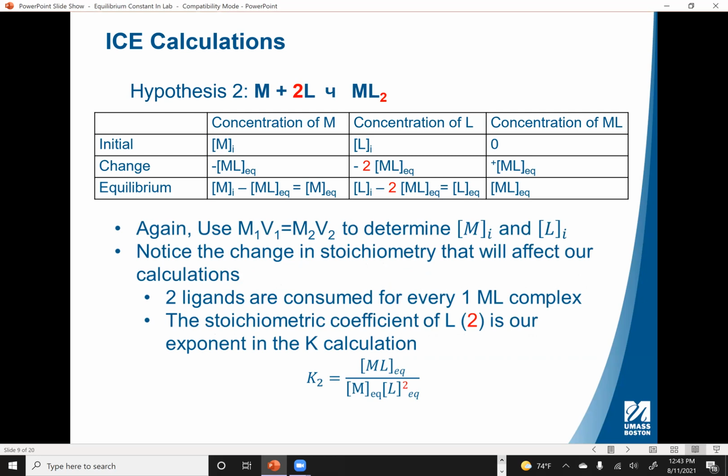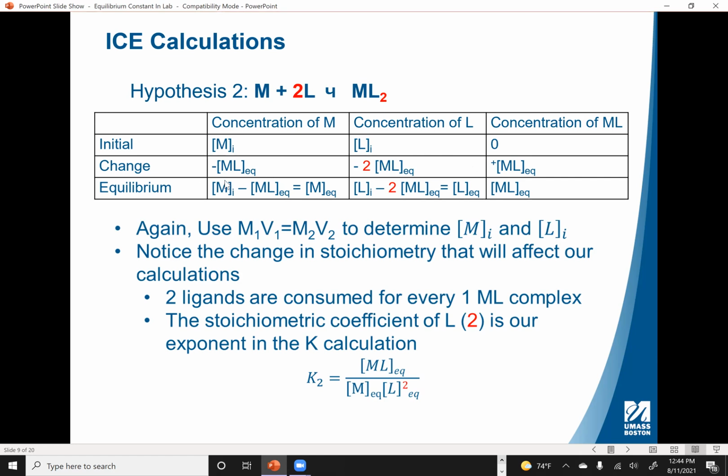It's going to be different in two ways. In our ICE table, the initial, change, equilibrium table, we have to remember that we're using twice the amount of L as we are M, and we're making ML2. So in this ICE table, there should be little 2s where the L is. I know that is a little bit confusing here. We start again with the initial concentrations of M and L, and to start, we don't have any ML. Then we are going to be making a certain amount of ML, which will be measured, and we'll talk about that later.